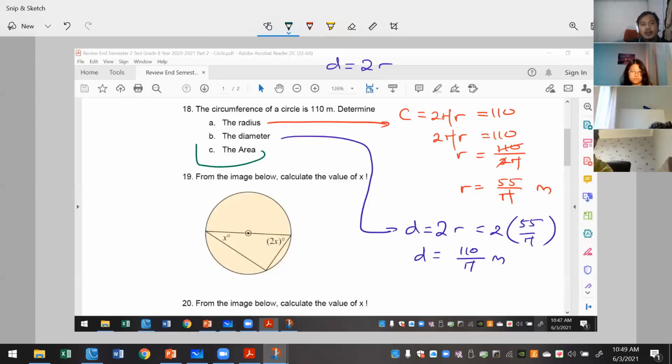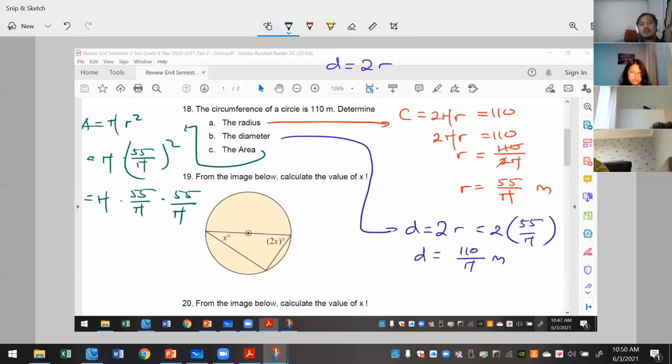The area. The area is the same thing, guys. You can just write down the formula. So area is equal to pi r squared, because we know the r is 55 over pi. So this is going to be pi times 55 over pi, squared. How can we calculate this? The concept of squaring here is just multiplying it 2 times. So I can rewrite that as pi times 55 over pi times 55 over pi, because this is a square and I can multiply it twice.